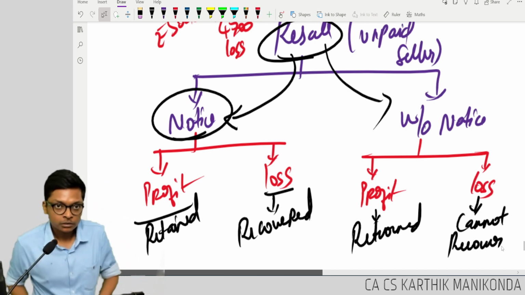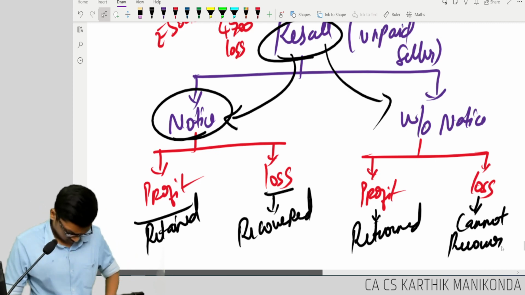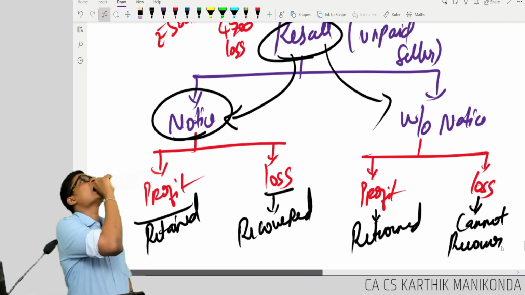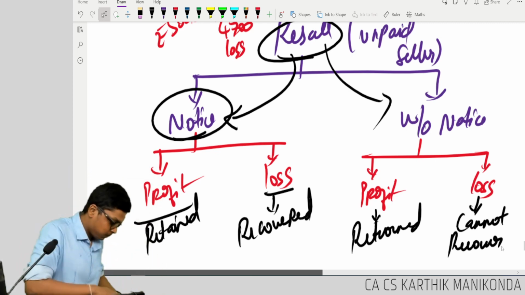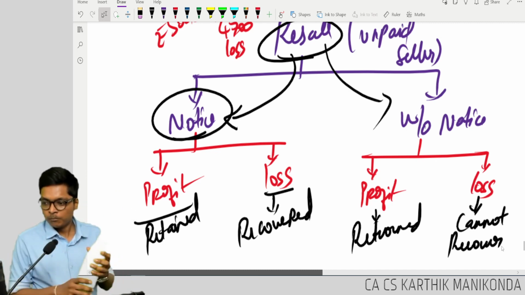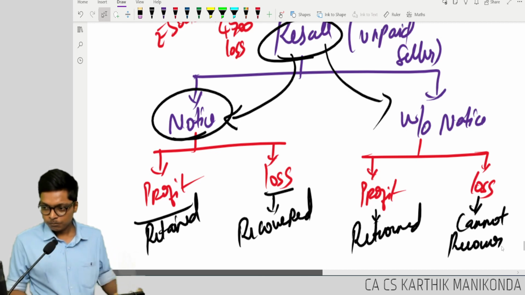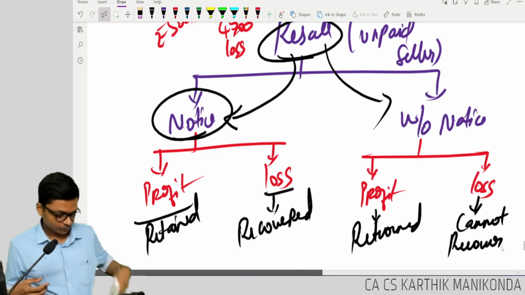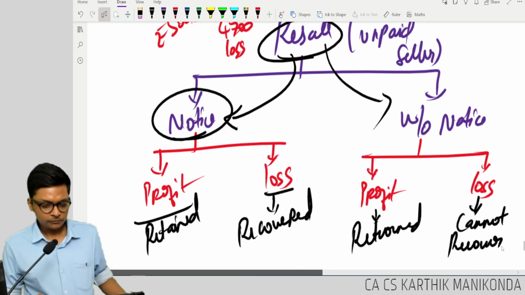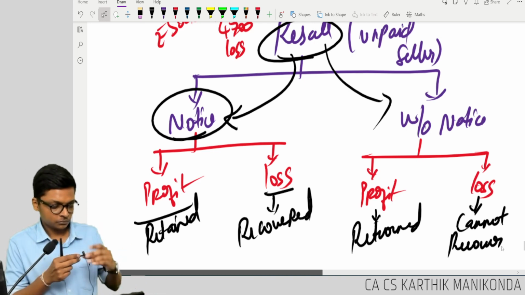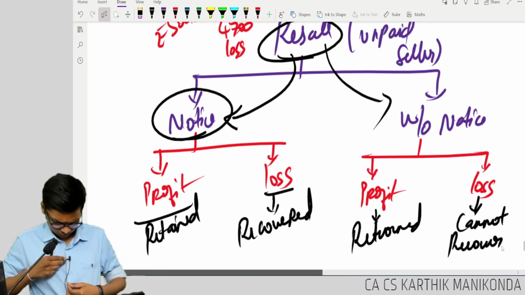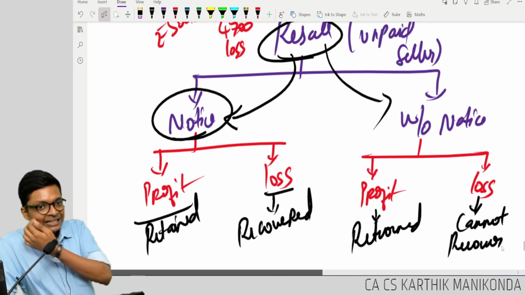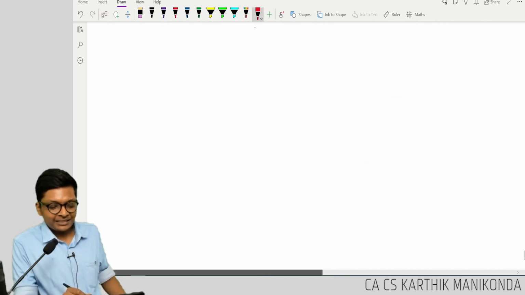Correct. Okay, follow guys. Understanding, this is right of resale. Last one more right is withholding delivery.